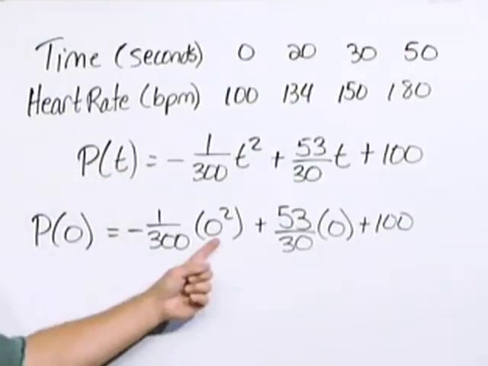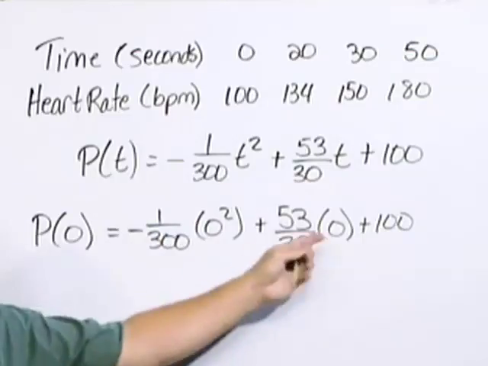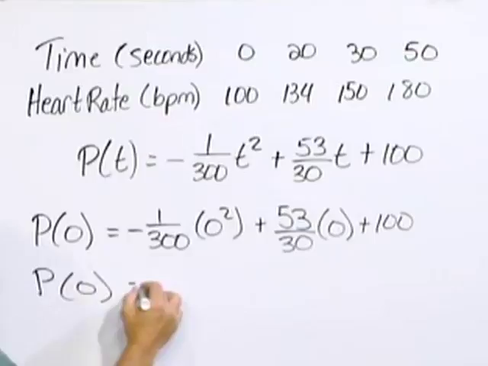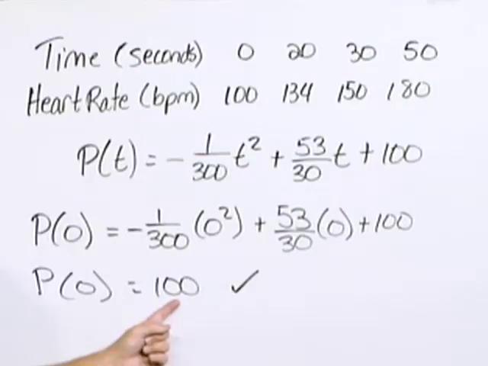Now, of course, 0 squared is 0. 0 times this fraction is 0. And therefore, P of 0 is 100. In that particular case, it checks in that the value of 0, that is right at the beginning of the race, the heart rate should be 100.